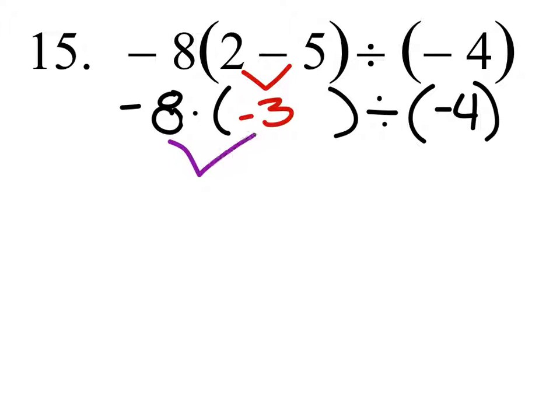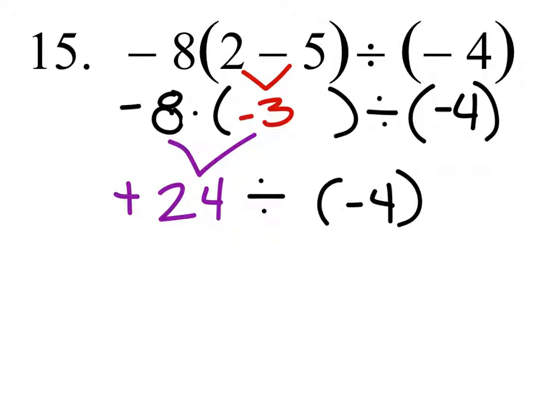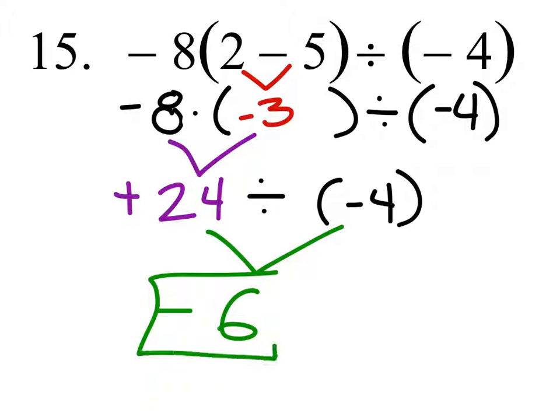So if I multiply these, negative 8 times negative 3, that's 2 negatives, that'll give us positive. 8 times 3 is 24. But we'll divide this by a negative 4. So if I took 24 and divided by 4, now that's negative, so the answer will be negative. Yep, that becomes a 6. Negative 6 is our answer.